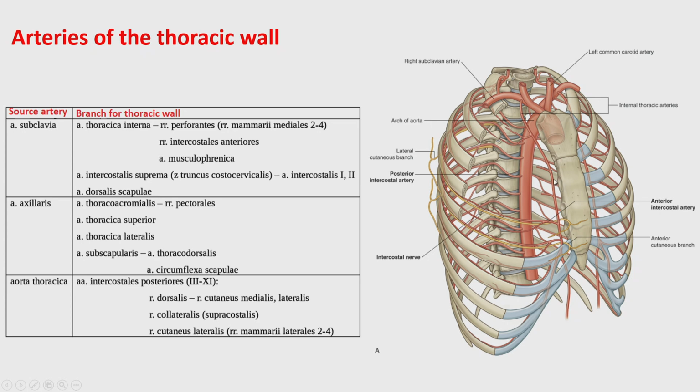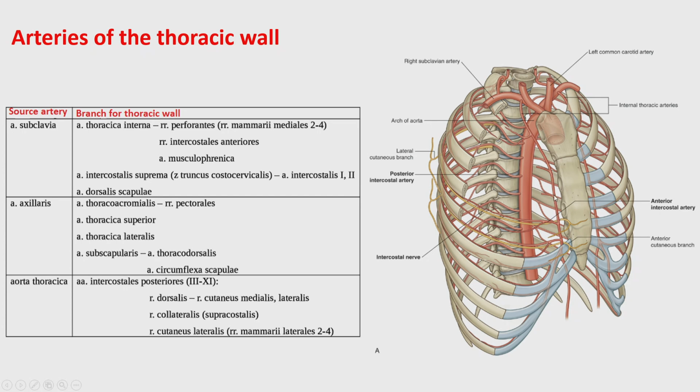If you open, and it is your task in dissection, for example, if you want to find the internal thoracic artery, you open one of these intercostal spaces approximately 1 centimeter lateral to the sternal line. Then if you open it, you can find the pathway of this internal thoracic artery.